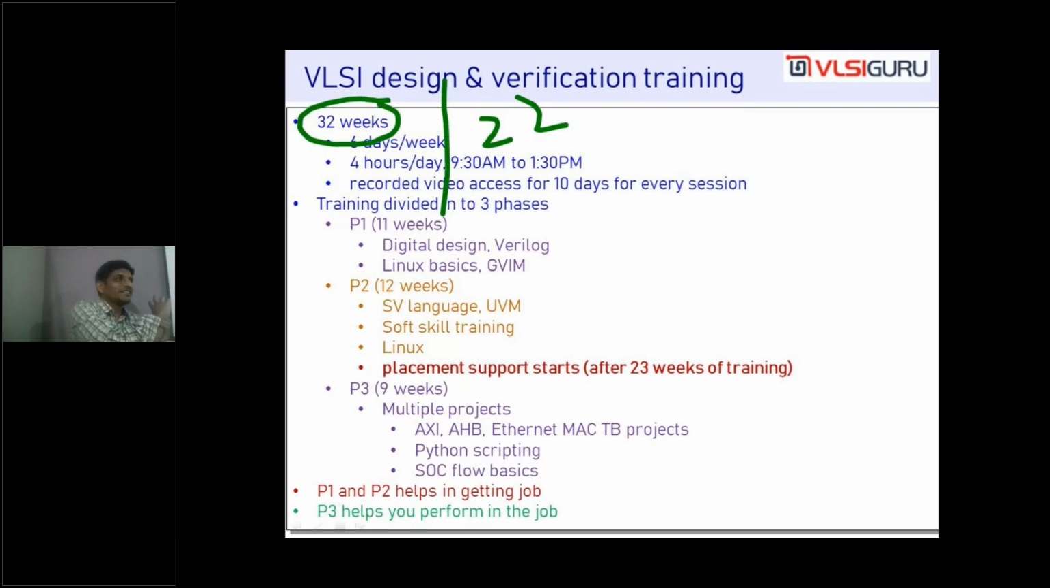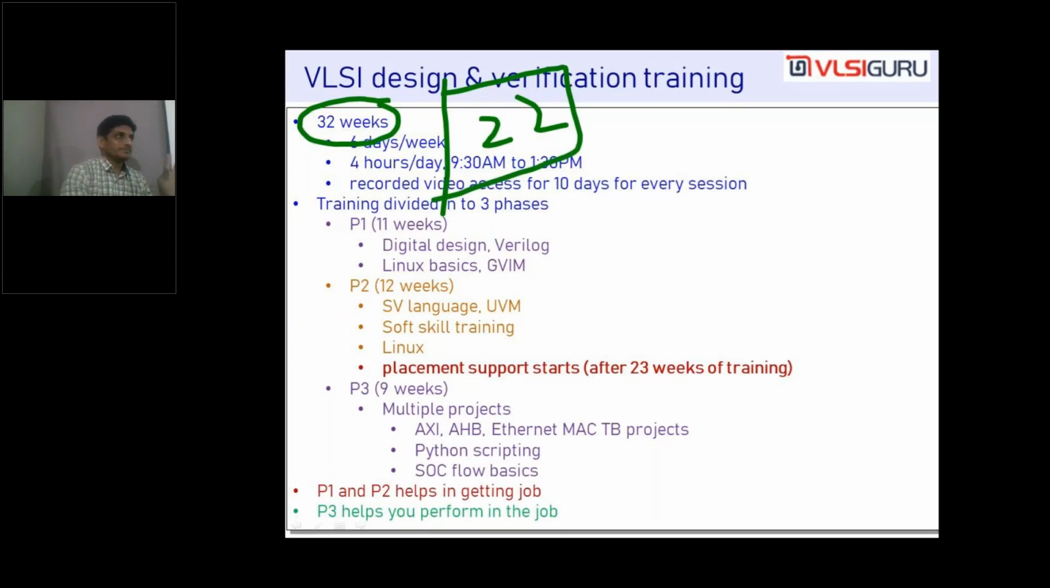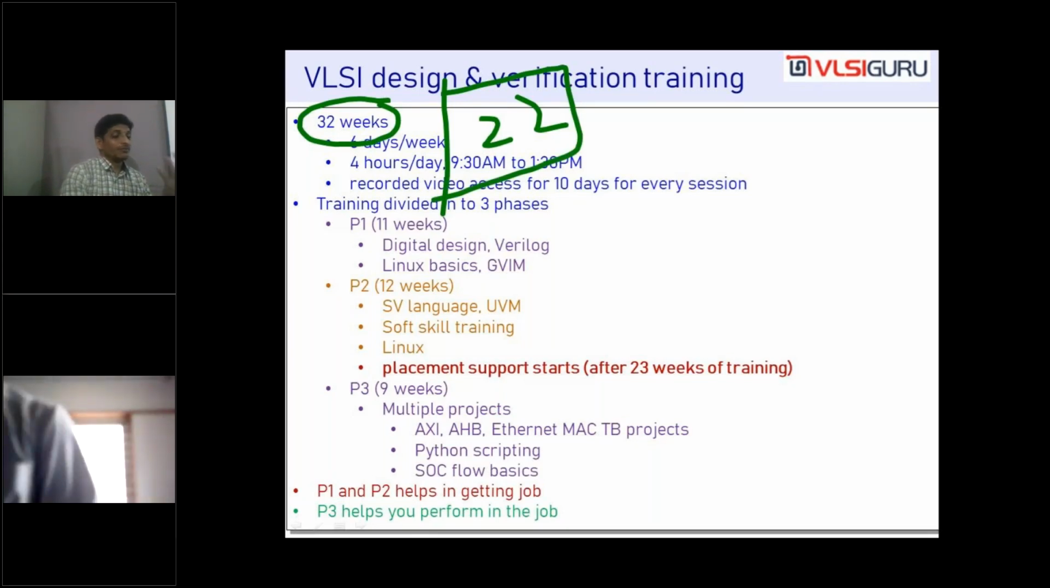Right now, what are my trainers occupied for? Roughly 32 weeks, right? They may be doing other batches, but they are technically occupied for 32 weeks for that batch. If there is an option where I can wind up the batch in 22 weeks, I would be more happy. But then the problem is that quality of learning doesn't happen. Why is that important? Because most of the time, just getting a job is not important.